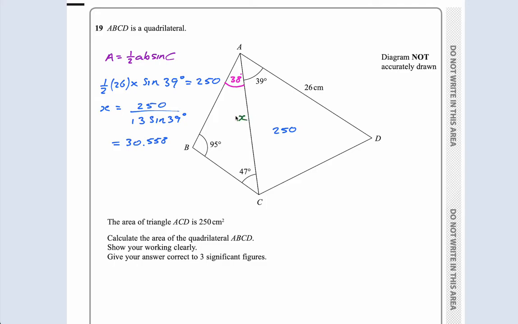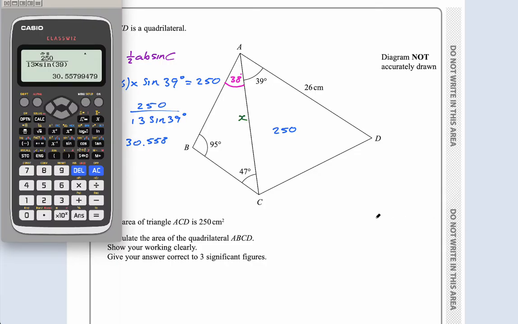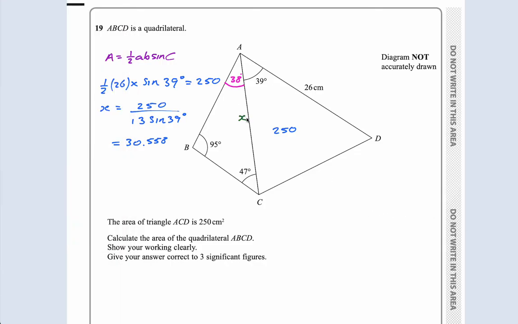Okay, now I have a side. I have x. That's 30.558. I could do with another side, however, like this one. Let's call it y. If I have y, then I can use this formula again, a half this times sine of this, to give me the area of the triangle. I'll add it to this and then I'll be done. So how do I get y? I think I'm going to use the sine rule. So I can say y over sine 47, I always start with what I'm looking for, guys, is equal to x over sine 95.